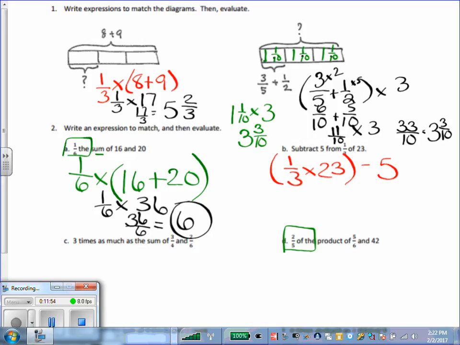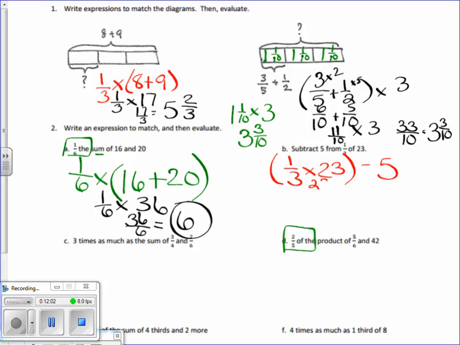You subtract the wholes and just leave the 2. 23 divided by 3 leaves you with an improper fraction, so that leaves you with 7 and 2/3. Did you get 7 and 2/3? Okay. Minus 5. You should be here, right?